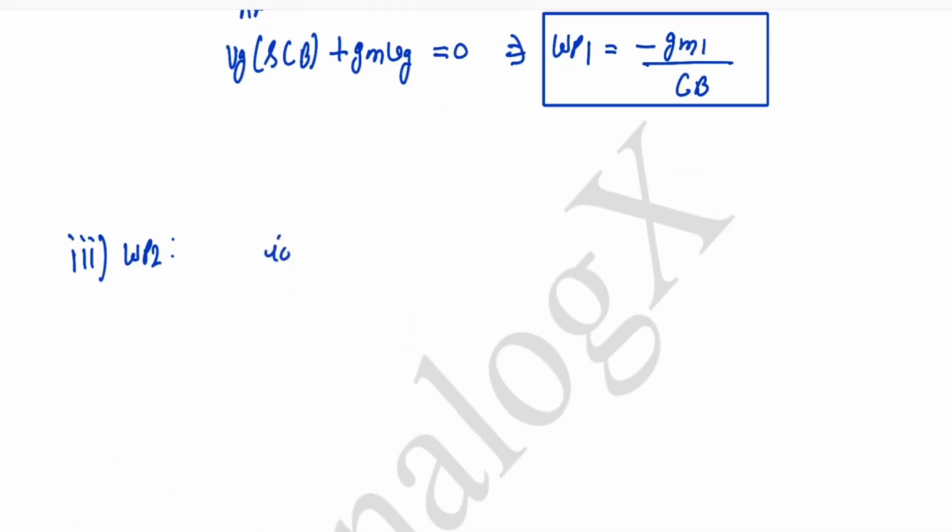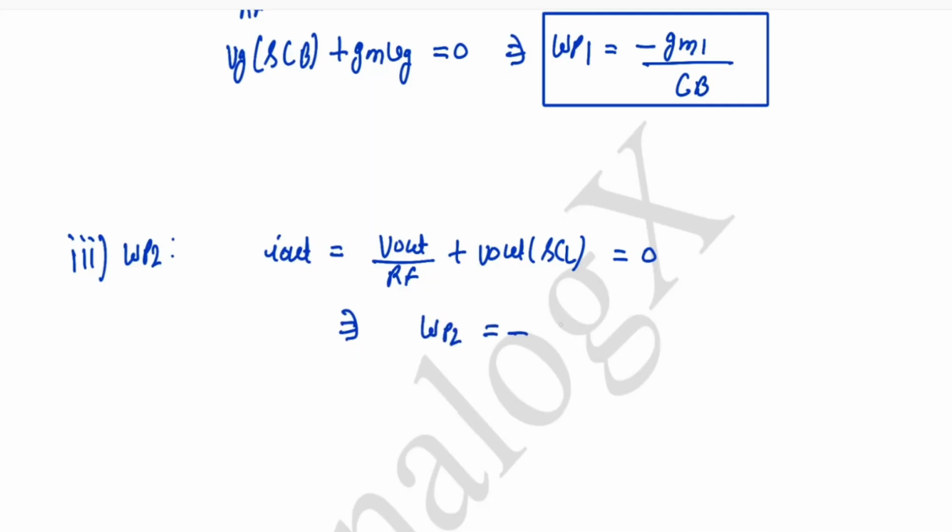So I out equal to V out by Rf plus V out into S CL equal to 0. From here omega P2 will be minus 1 by Rf into CL.